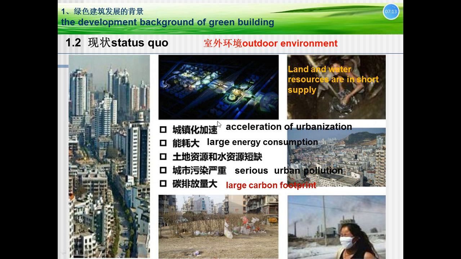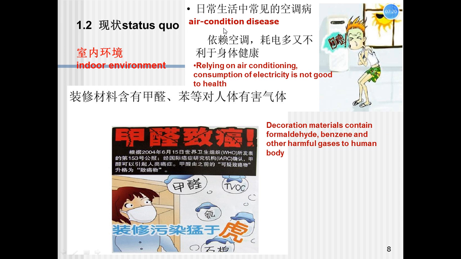These drawings show the indoor environment, air conditioning disease. Relying on air conditioning, consumption of electricity is not good for health. So air conditioning disease will come. Decoration materials contain formaldehyde, benzene, and other gases harmful to the human body.